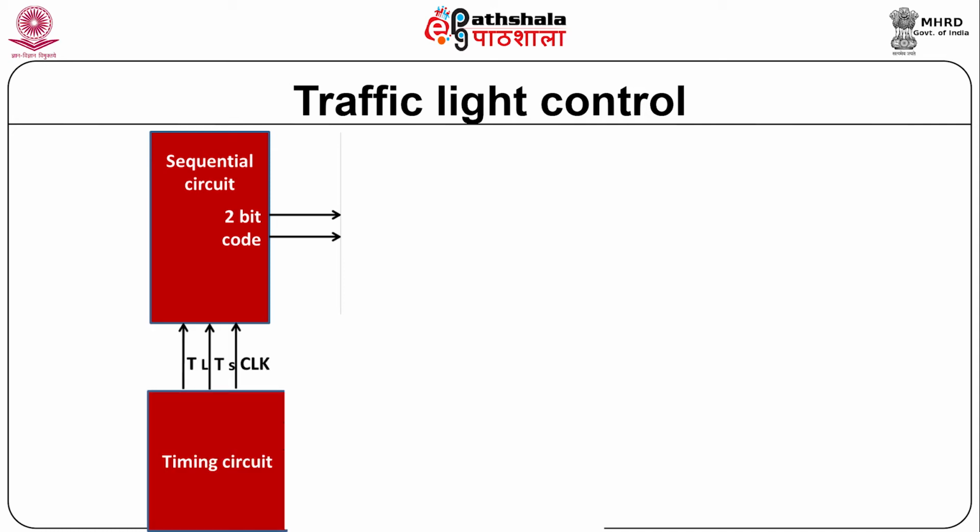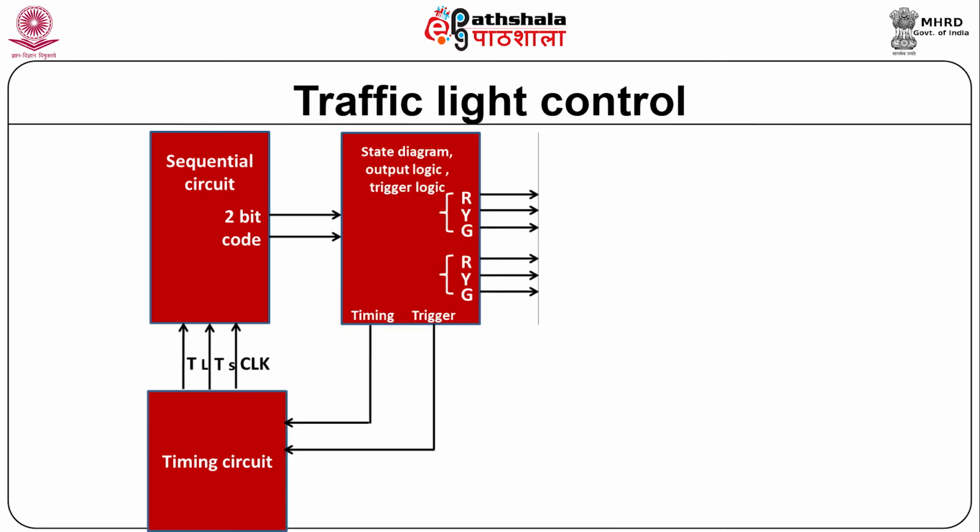The sequential circuit requires a timing circuit to generate a long duration timing of 60 seconds and a short duration timing of 5 seconds. This circuit can change the state according to the clock signal. The timing circuit has 3 outputs, TL, TS and clock. The timing and trigger inputs to the timing circuit are obtained from the third block, that is a combinational logic circuit.